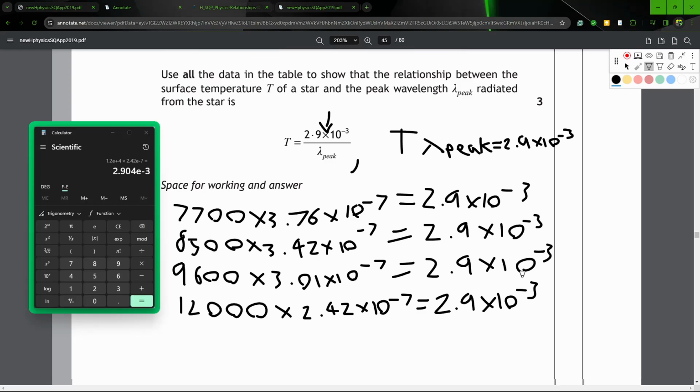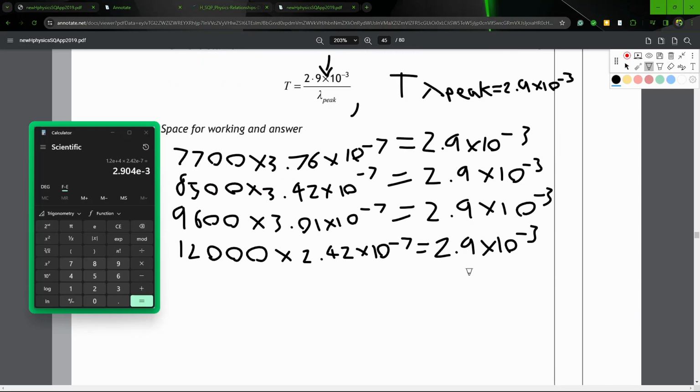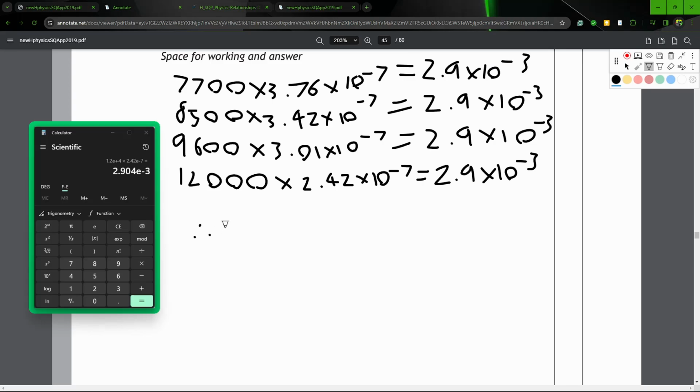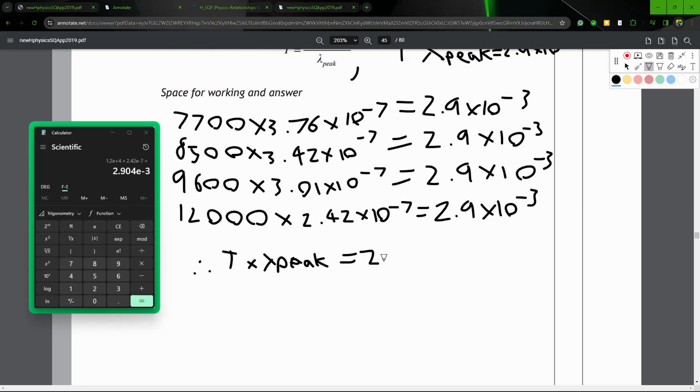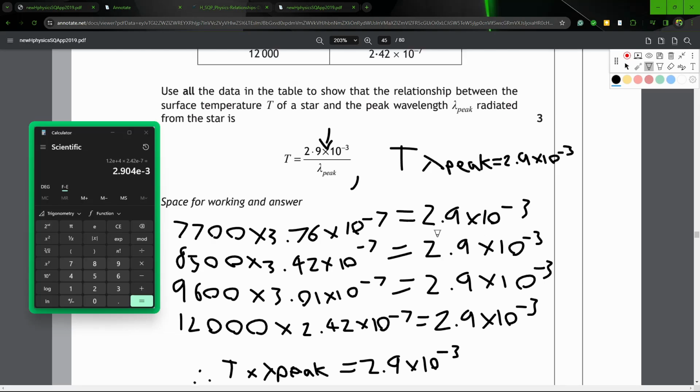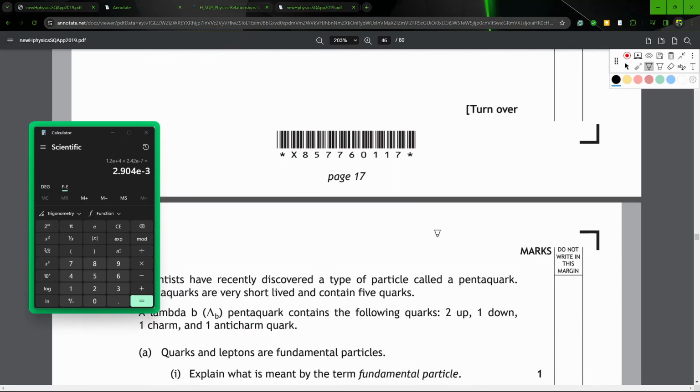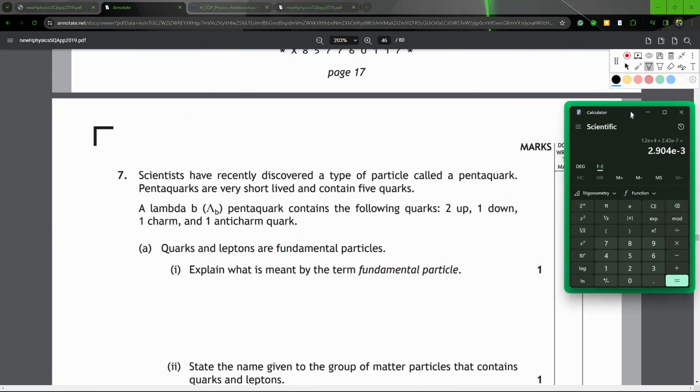And we're back. So, once we've done this horrific mess, we just need to say, therefore, t times lambda peak equals a constant, i.e. what we've been calculating this whole time, of 2.9 times 10 to the minus 3. Yeah, that was really fun. But hey, new question, new life, eh?